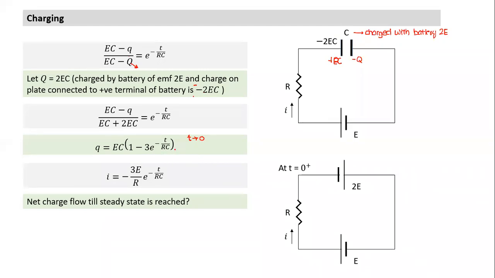Okay, so let's again check this result at t equal to 0. What value do we get? When you substitute t equal to 0, the power becomes 0, and anything to the power of 0 becomes 1. So at t equal to 0, this term equals minus 3 times 1. So what is the charge at t equal to 0? It comes equal to minus 2EC, which is what it should be.